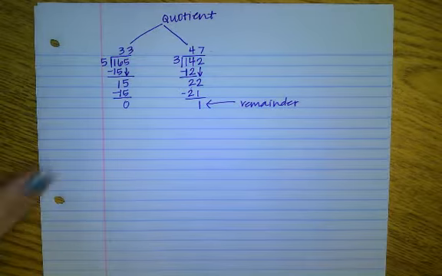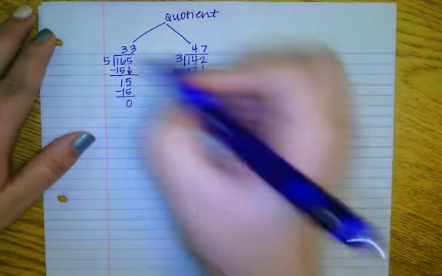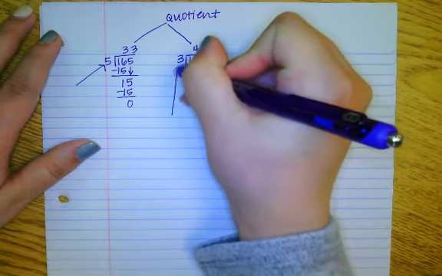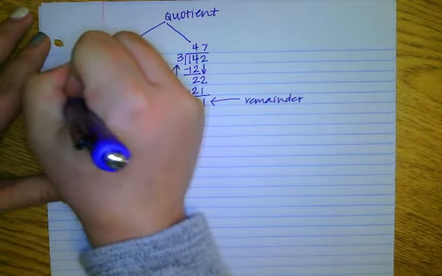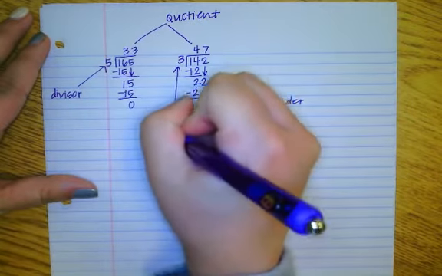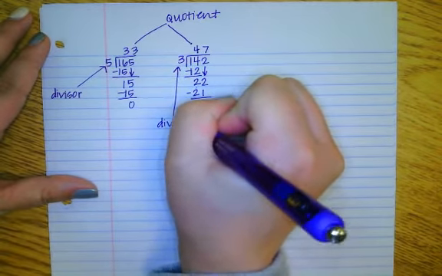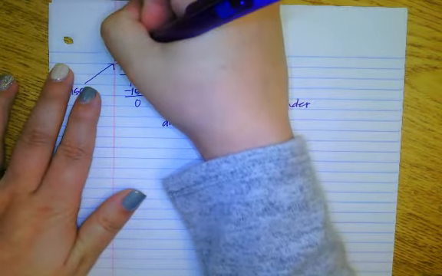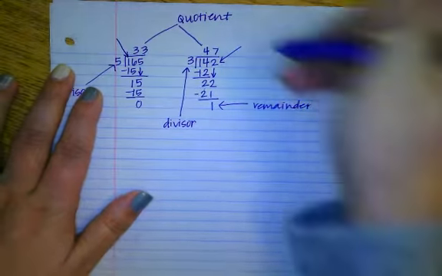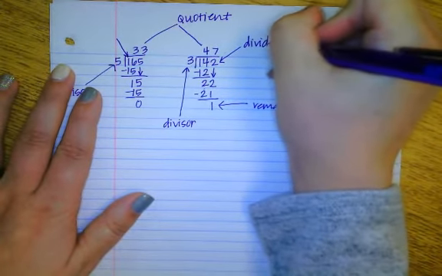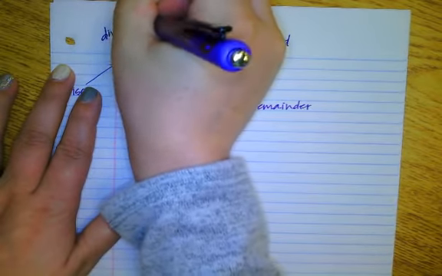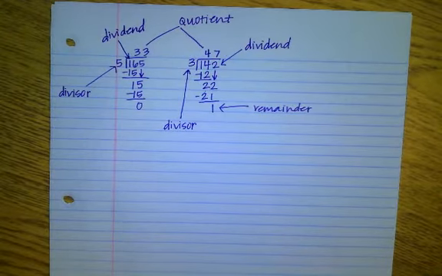Okay, what do you call the 5 and the 3? Very good, I heard somebody say it. Divisor. Okay, and the number underneath the radical is called the what? Dividend. Okay, so those are your 4 vocab words for today. You have quotient, divisor, remainder, dividend.